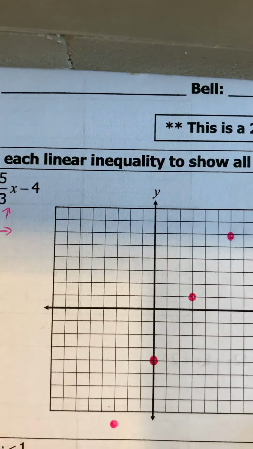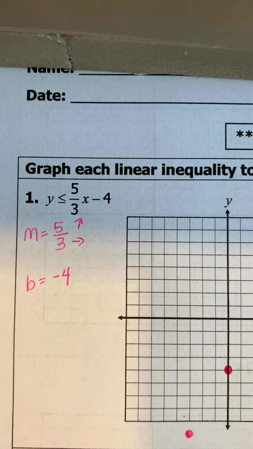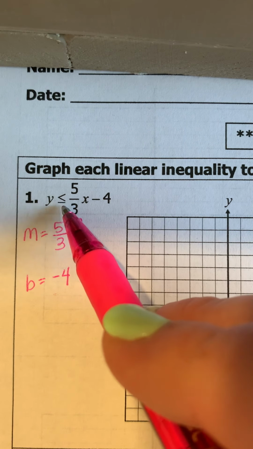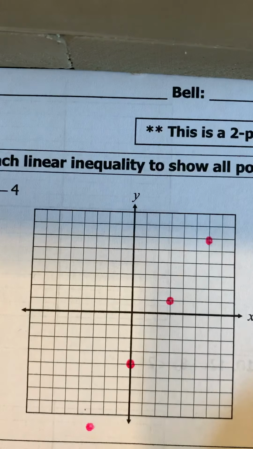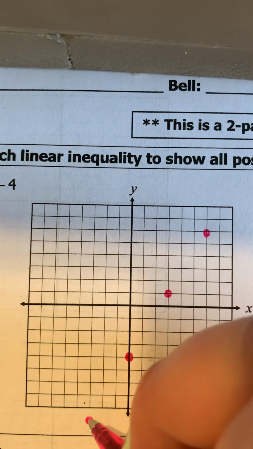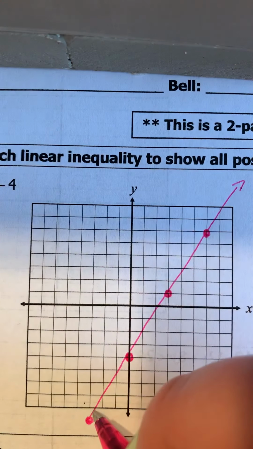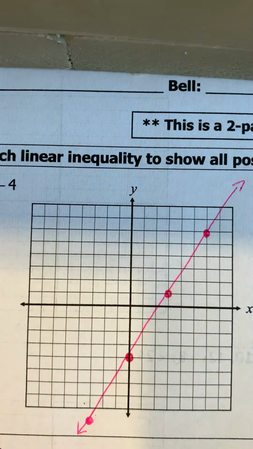Okay, after you do that, you need to connect your dots, but you've got to figure out if it's a solid or a dotted line. So in this case, since this is less than or equal to, since it has that equal to, this is going to be a solid line. So I'm going to go ahead and connect my dots with a solid line.